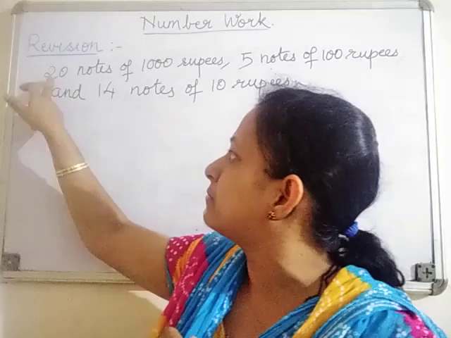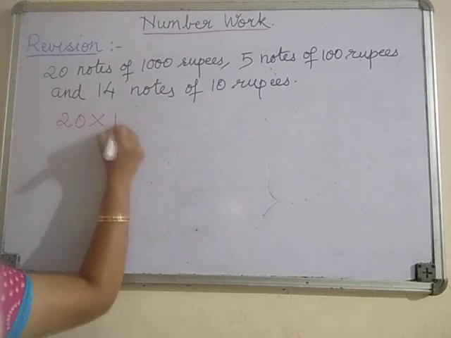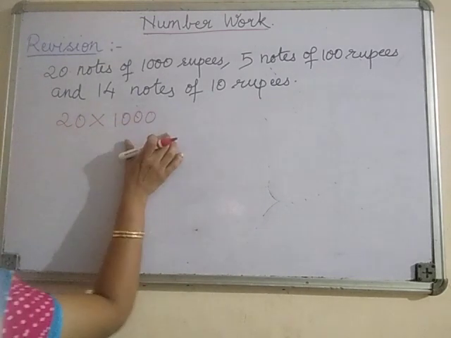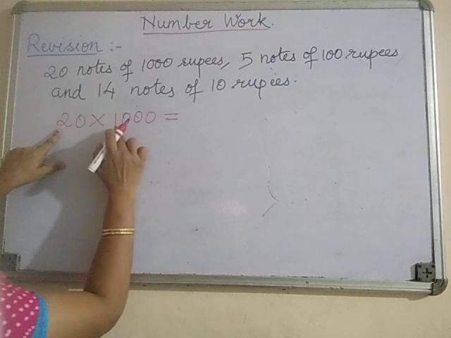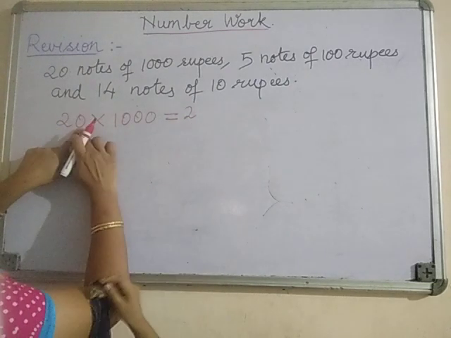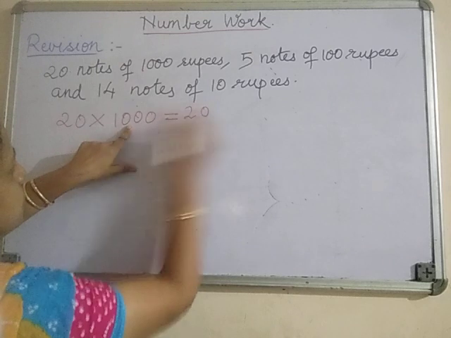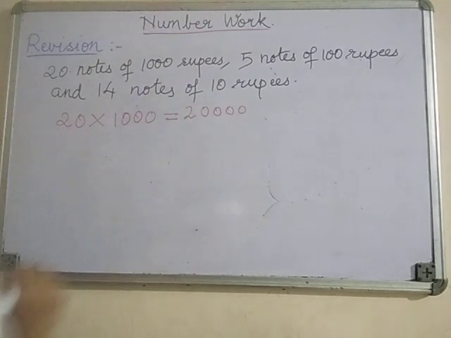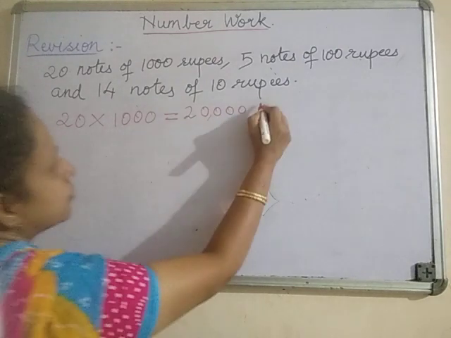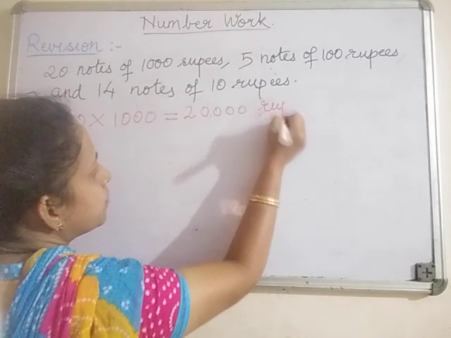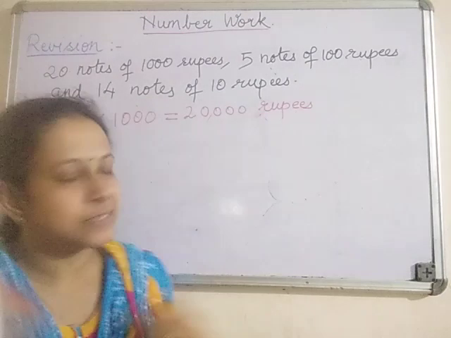How you will do this? You have to multiply 20 multiplied by 1000. Okay, 20 multiplied by 1000, which is equal to, how much it comes to? Simple. You just have to multiply these two numbers. 2 into 1 becomes 2. And whatever number of zeros are there, you are just going to write it here. So this is 1 here and 1, 2, 3. So it becomes how much now? It becomes 20,000 rupees. When you have 20 notes of 1000, that means it is 20,000.